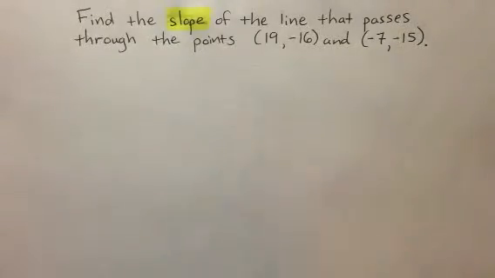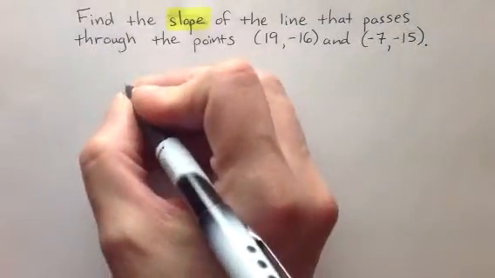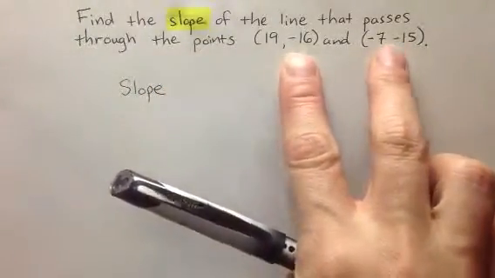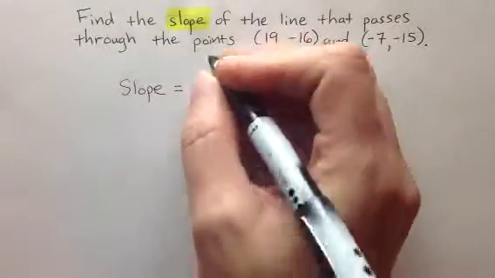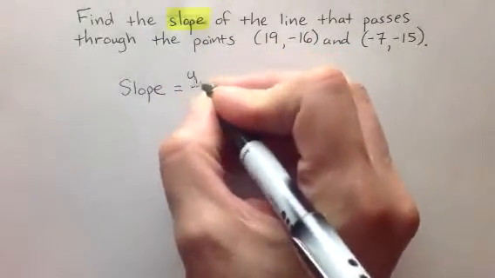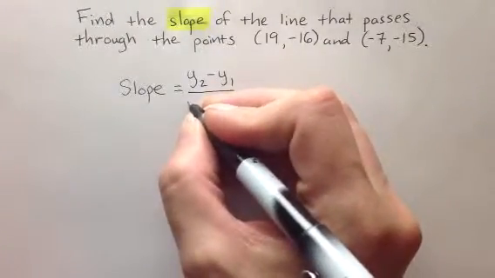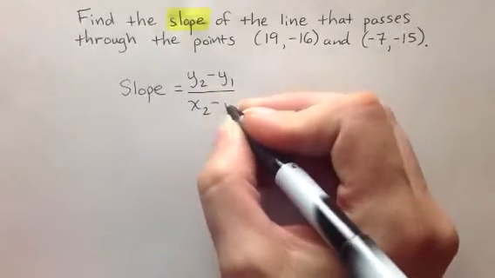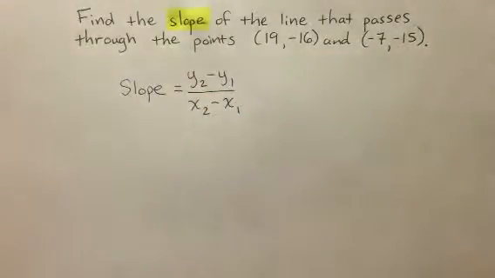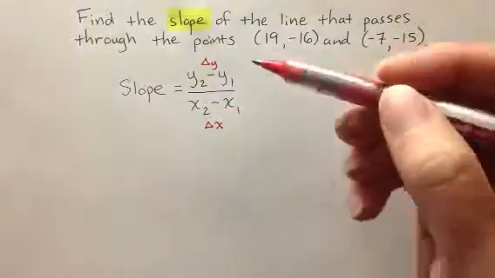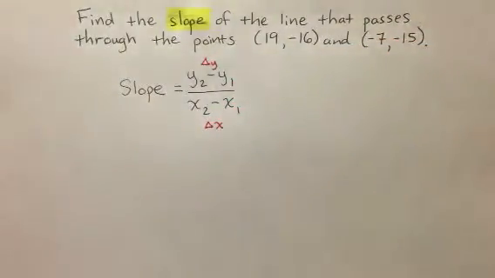Okay, so the first thing I'm going to do is write down my formula for slope. Since they gave me the coordinates, I'm going to do this algebraically. So slope is the change in y, which is y2 minus y1, over the change in x, which is x2 minus x1. Okay, so it's the ratio comparing the change in y over the change in x on a graph, that's rise over run.